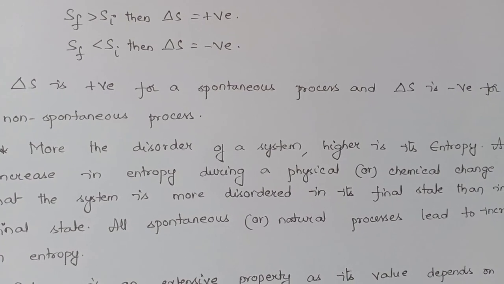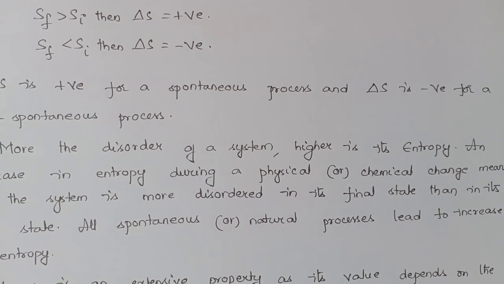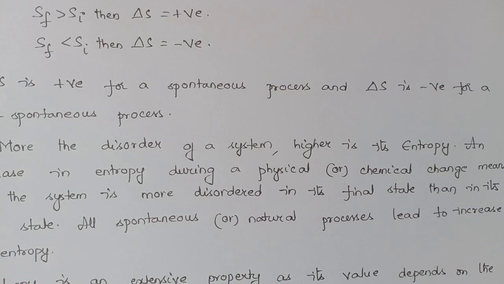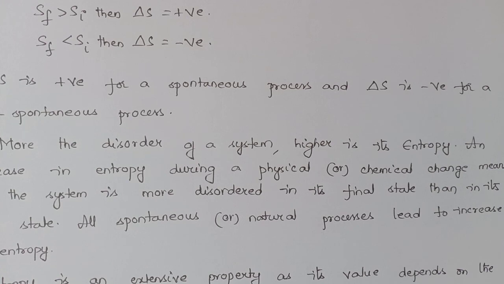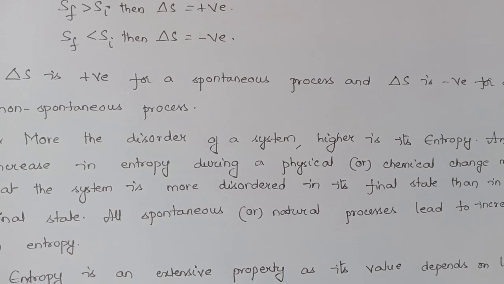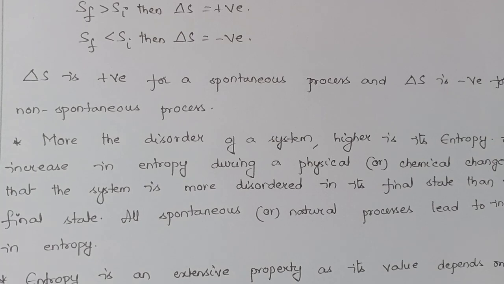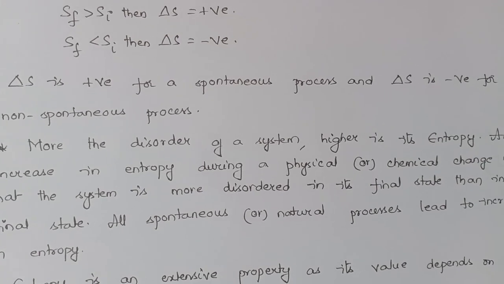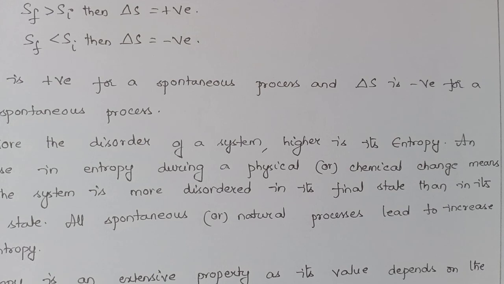Next, in that sentence only, you continue. An increase in entropy during a physical or chemical reaction. What does it mean? In a physical or chemical change, if there is an increase in entropy, if there is an increase in disorder of the system, it means that the system is more disordered in its final state when compared to its initial state.